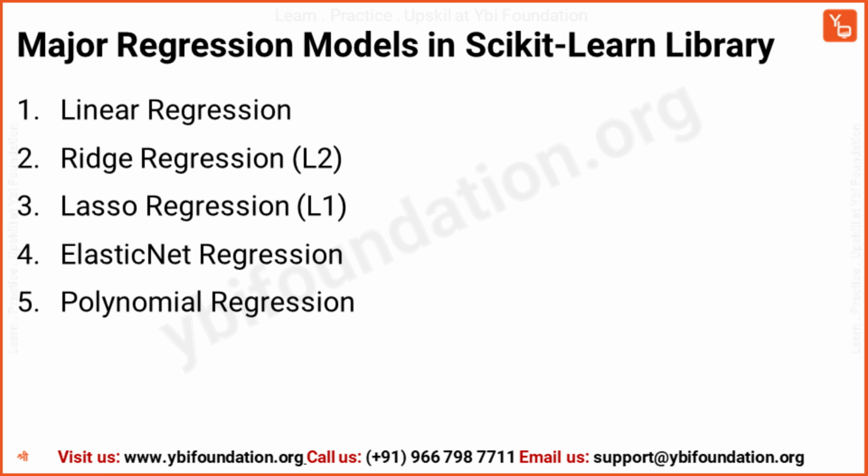Lasso regression is similar to ridge but uses L1 regularization, which can shrink some coefficients to zero, effectively performing feature selection. Then, there's elastic net, a combination of both ridge and lasso, balancing their regularization properties. Moving on, we have polynomial regression. It allows for nonlinear relationships by transforming the original features into polynomial features.